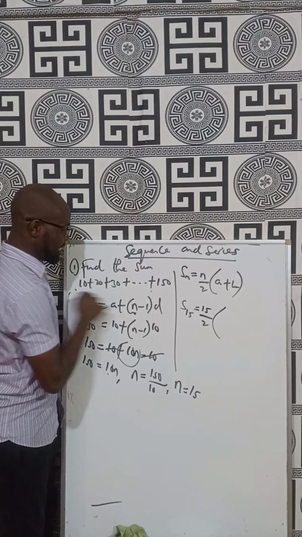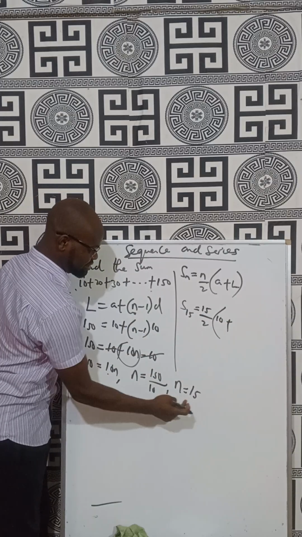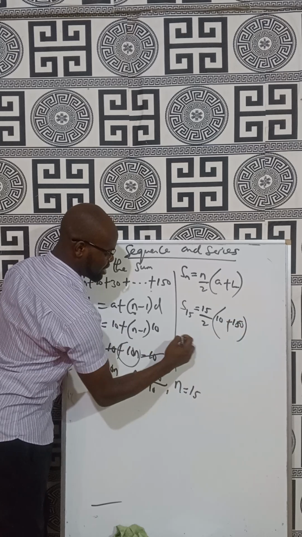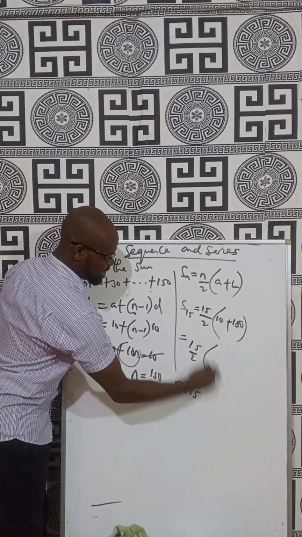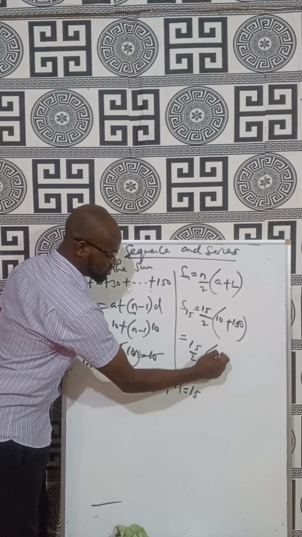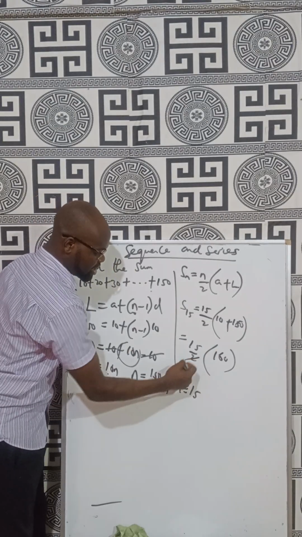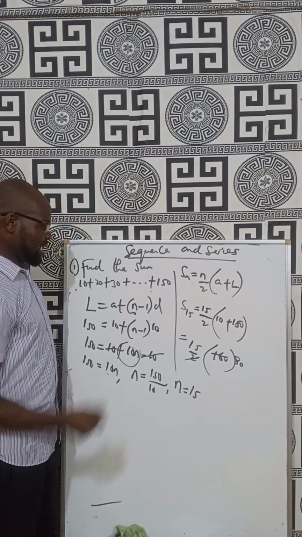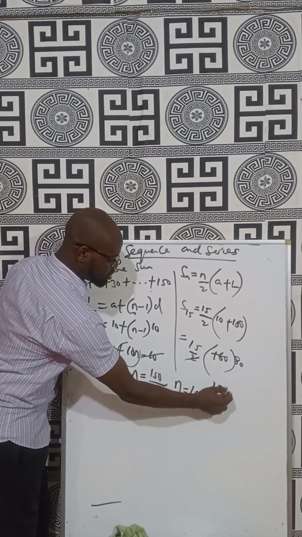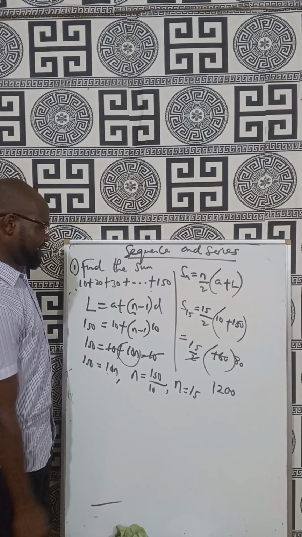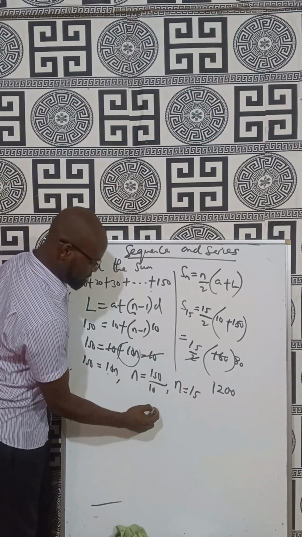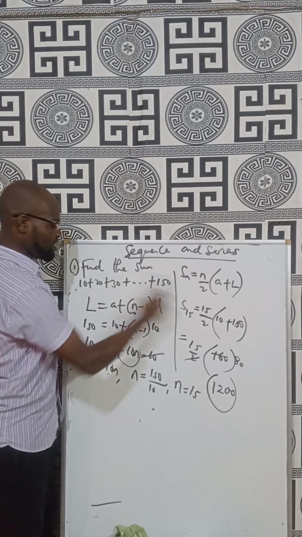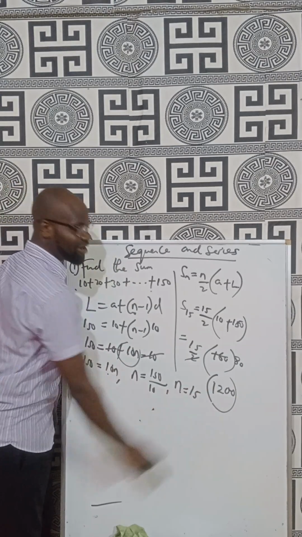Our A is the first number, that's 10, plus L, the last number, that's 150. So that's 15 over 2 into bracket 10 plus 150. 10 plus 150 is 160. Half of 160 is 80. So 15 times 80, that should be 1,200. Am I right? Let me check. Yes, it's 1,200. So the sum of all the numbers here without using a calculator is 1,200.